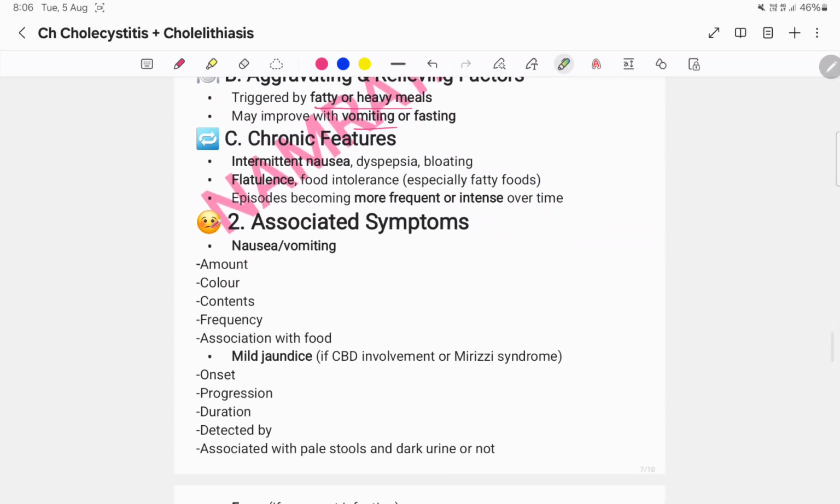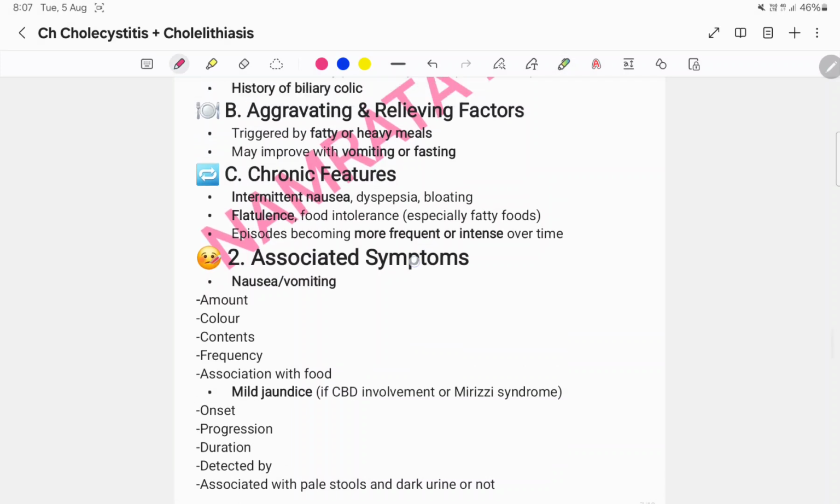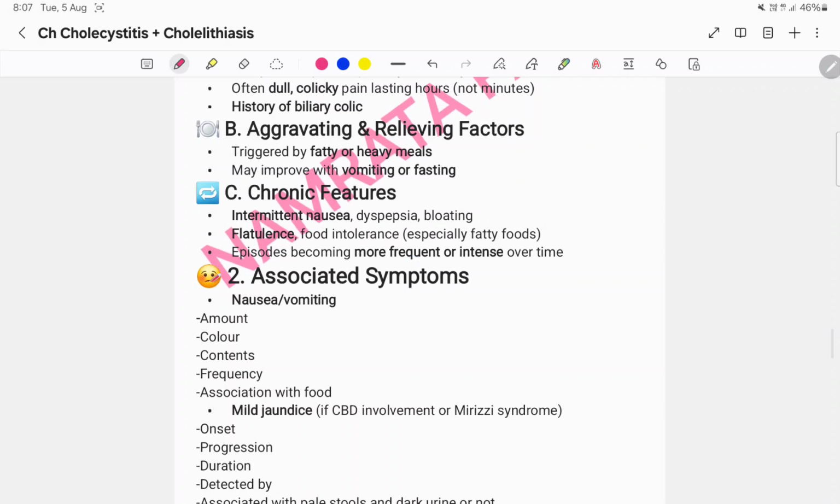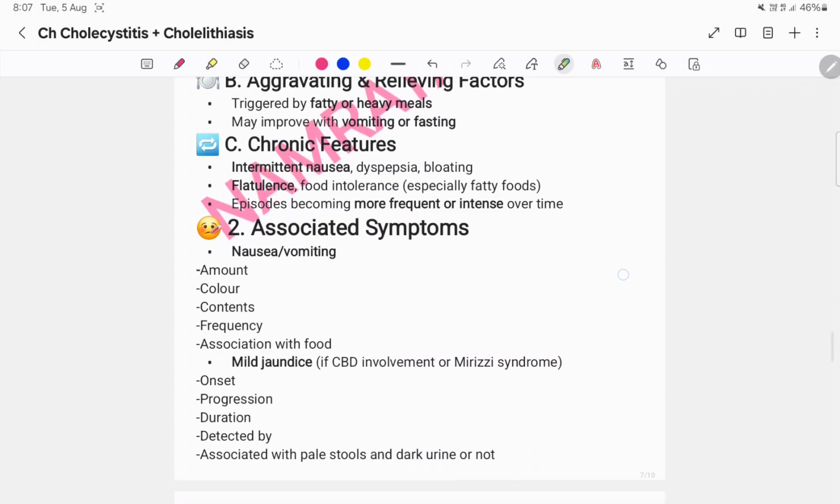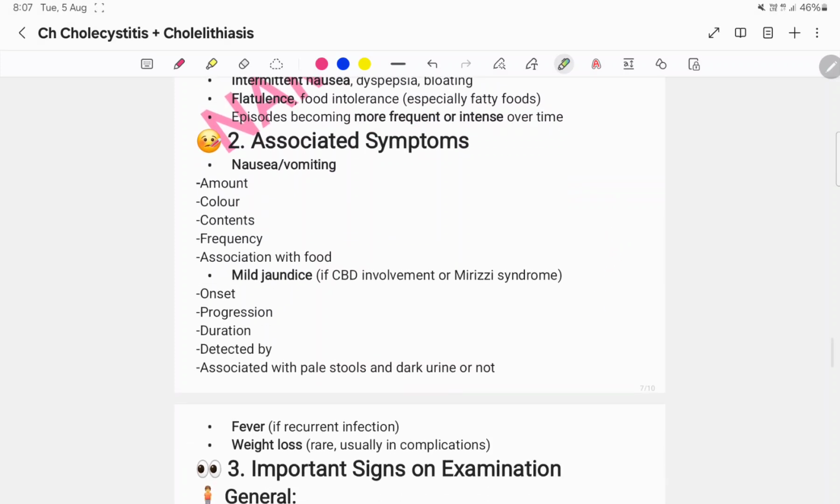Next we come to the nature of pain. In case of chronic cholecystitis, the pain is intermittent in nature and presents with nausea, dyspepsia and bloating. Flatulence: the patient may give a history of flatulence, which becomes more frequent or intense over time. Now let us elaborate the associated symptoms like nausea or vomiting.